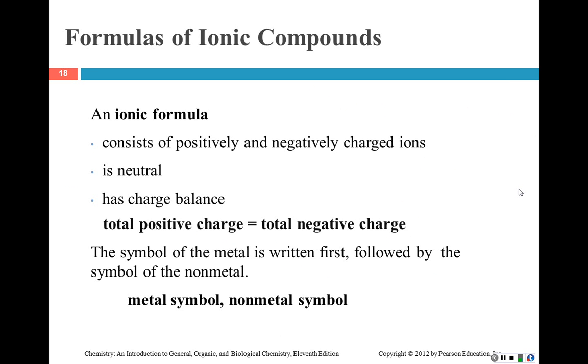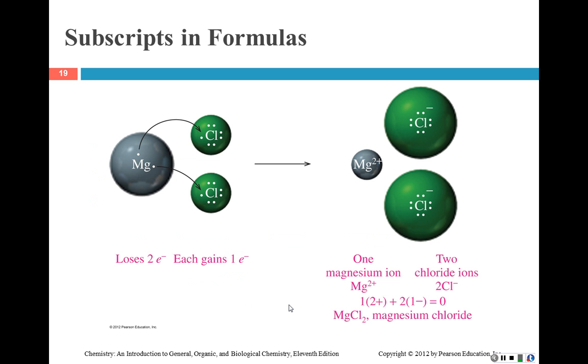An ionic formula is basically going to have the positively and negatively charged ions that we write together. It must be neutral in order to be stable. It has a charge balance, so the total positive charge equals the total negative charge. In this, we write the metal first, followed by the symbol for the nonmetal. So metal, then nonmetal is how we're always going to write these.